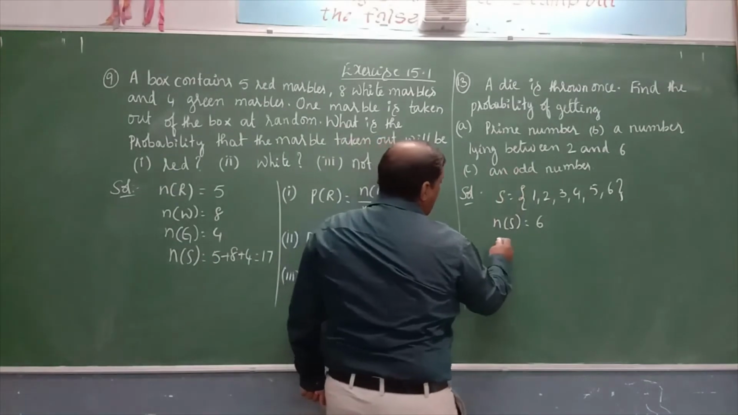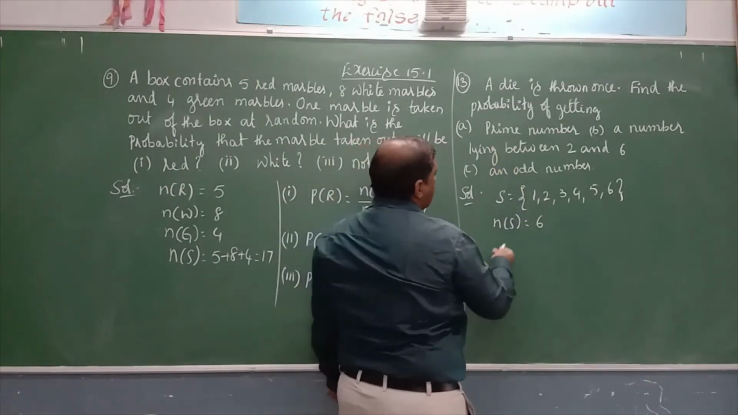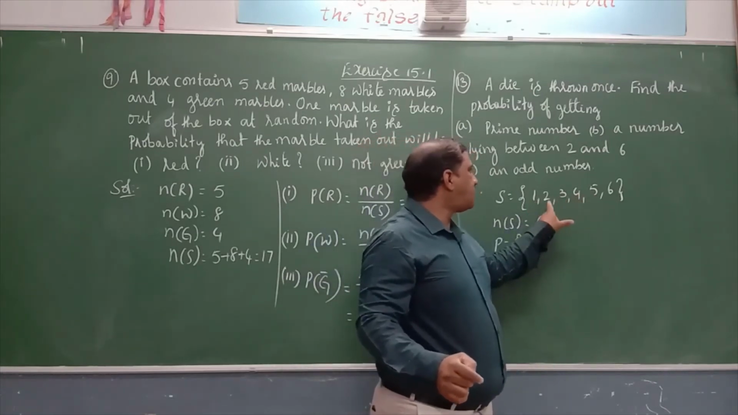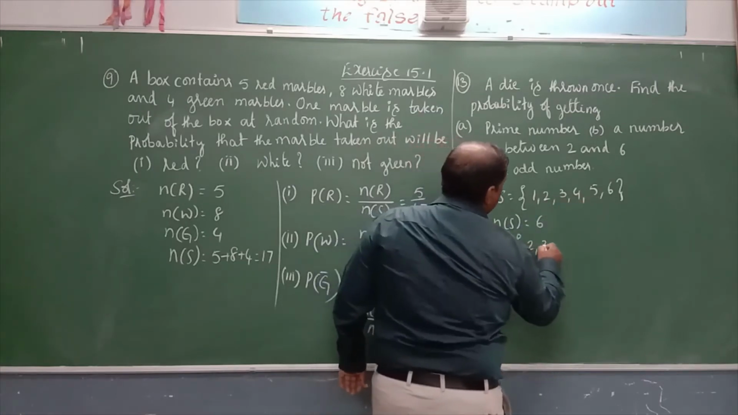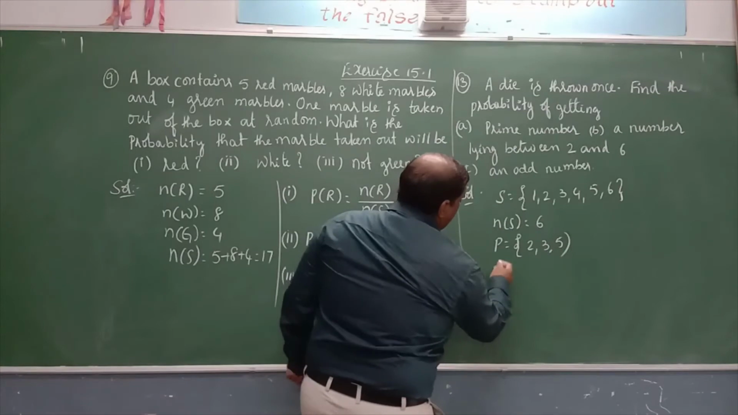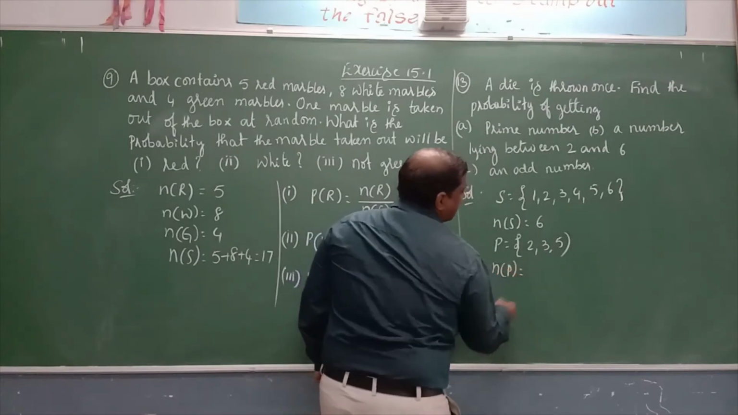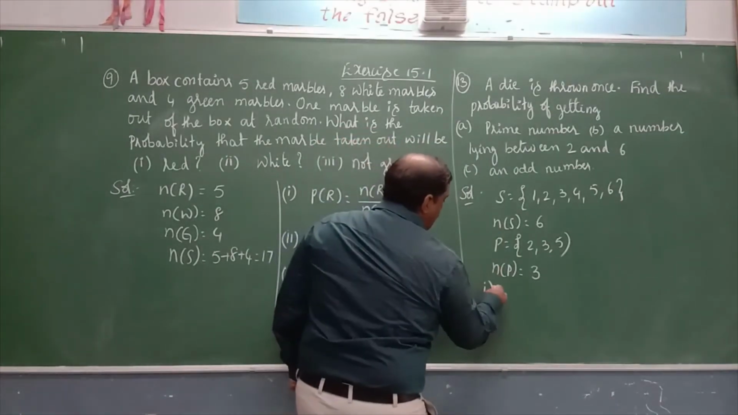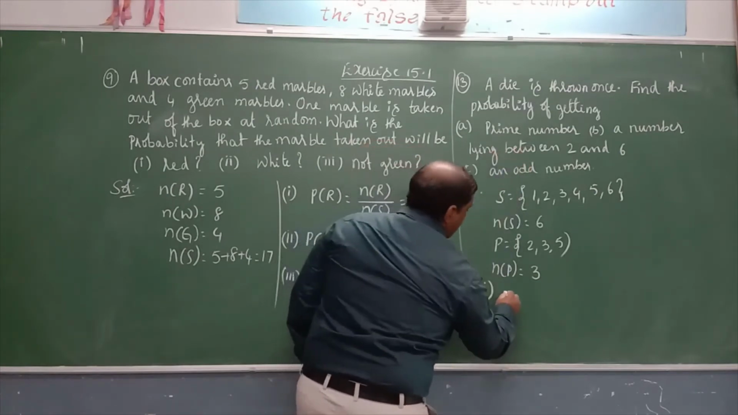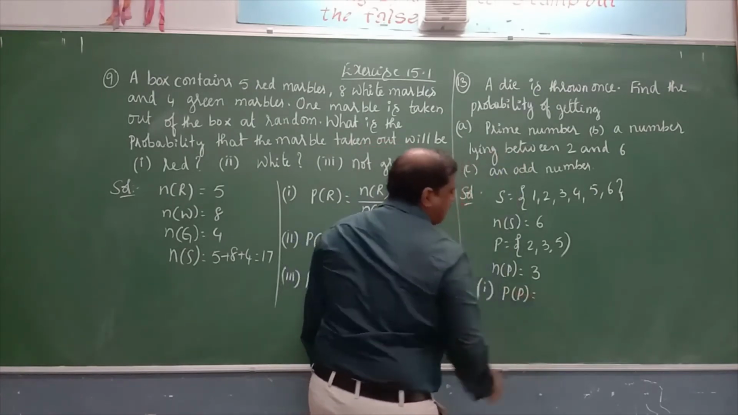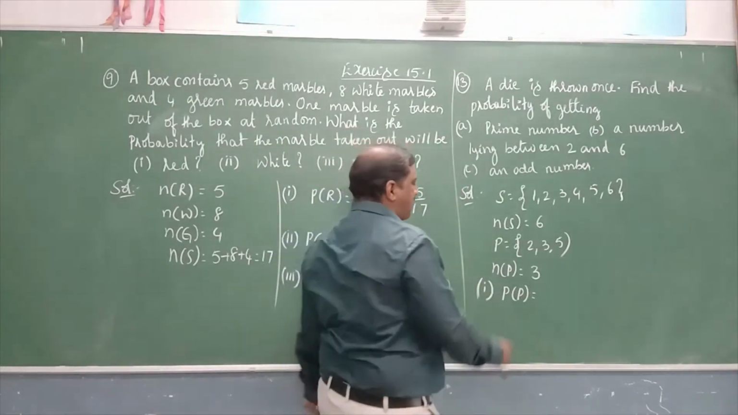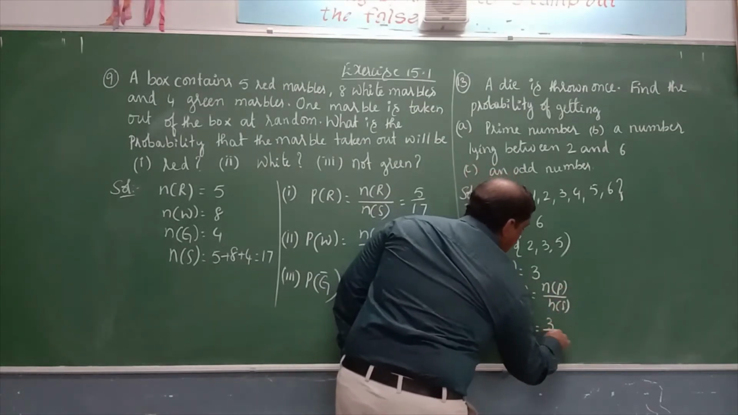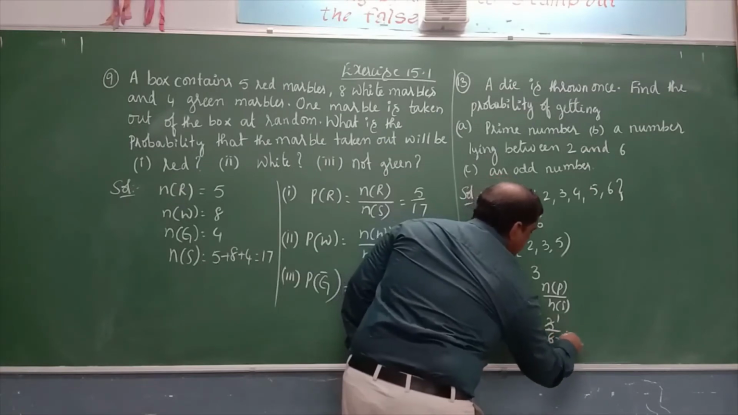Now what is it? Prime number. Let prime number be P. P stands for prime number. So how many prime numbers are there here? From 1 to 6, 2, 3 and 5. So n of P is equal to the number of prime numbers, which is 3. So we can find the first one, a prime number. That is P of P, the probability of a prime number, is equal to n of P divided by n of S. That is equal to 3 by 6, which is equal to, 3 ones are 3, 3 twos are 6, 1 by 2 we will get.